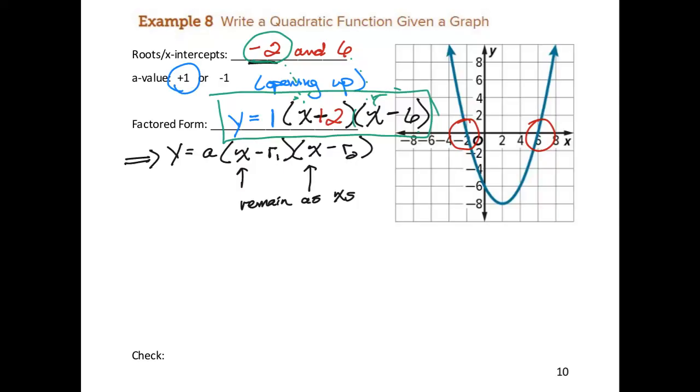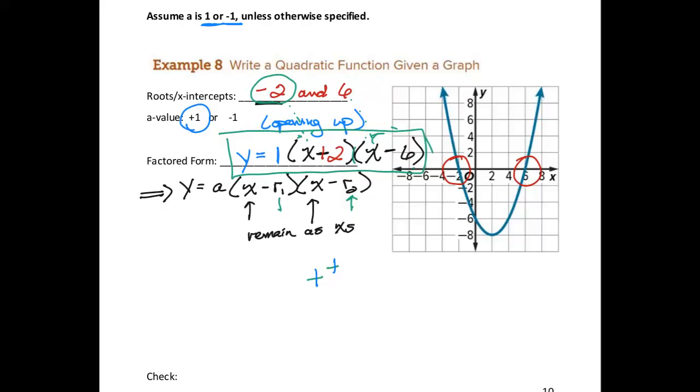Does that kind of make some sense? But just remember, it's x minus the root. So if it's a positive root, it stays as it is. And if it's a negative root, you can't subtract a negative. So that's why you have to add the opposite. Okay?